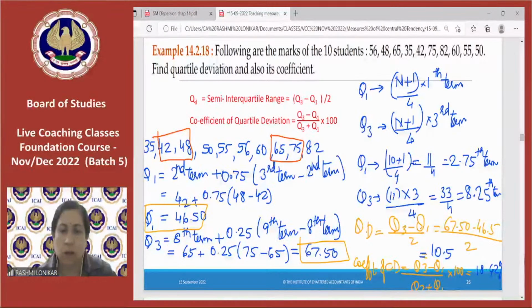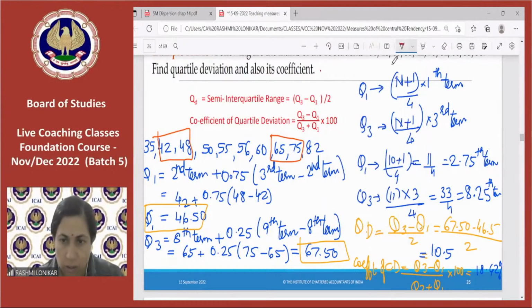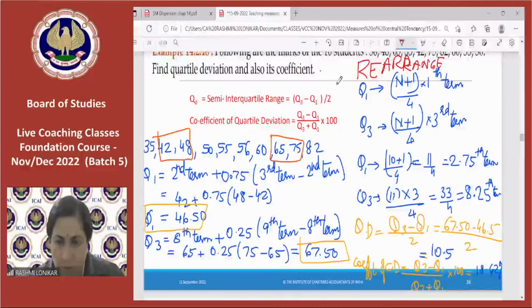Okay, so this is how we have to calculate the quartile deviation. First find out Q1 and Q3. But very important here, please remember that we need to rearrange the numbers. Otherwise, everything will go wrong. First rearrange and then you find the solution.